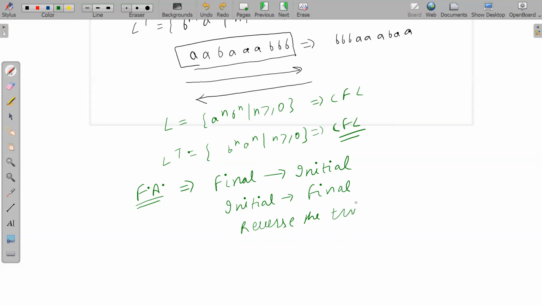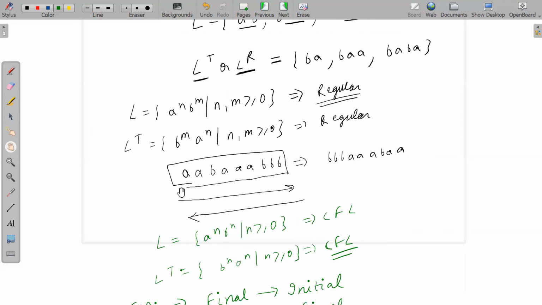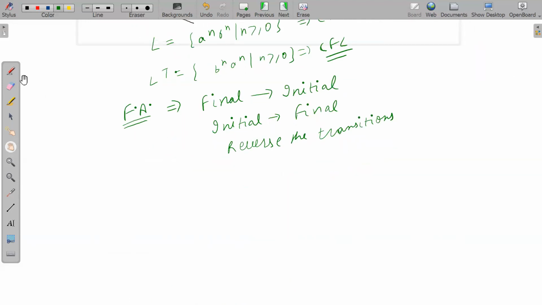Let me write it properly. Reverse the transitions. You will get the transpose of the FA, or you can say the transpose of the given regular language. So this is a kind of formal proof for you of why regular languages are closed under the transpose operation. This is an intuitive idea: if you are reading a string from left to right or right to left, it hardly matters to me, so the type of language won't change. But the actual formal proof is like this only, and I am not going into technical details. I am just giving you a hint.